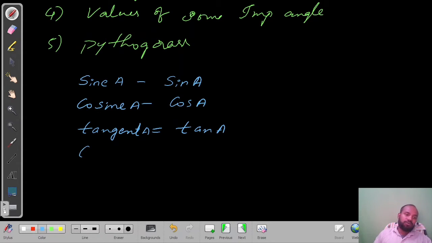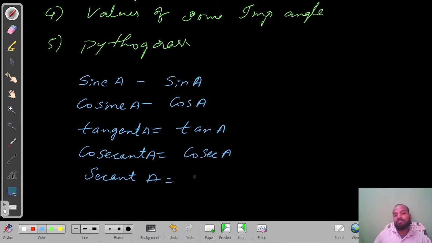Next, cosecant. Cosecant A is nothing but cosec A. Next, secant. Secant A is nothing but sec A. Next, cotangent. Cotangent is nothing but cot A. So these are the short forms which we use.